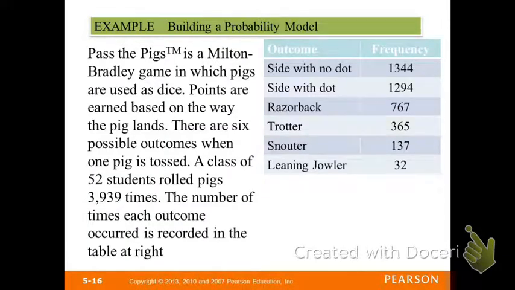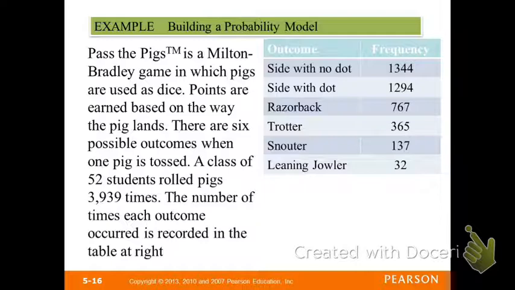So here's an example. Pass the Pigs is a Milton Bradley game in which pigs are used as dice. Points are earned based on the way the pig lands. There are 6 possible outcomes when one pig is tossed. A class of 52 students rolled pigs 3,939 times. The number of times each outcome occurred is recorded in the table at right. So this is definitely not a simple probability event because the outcomes are not equally likely. So we can talk about the probabilities of these things.